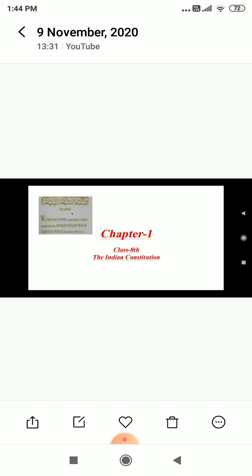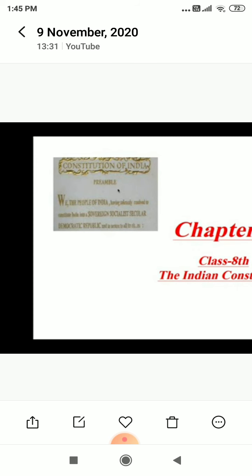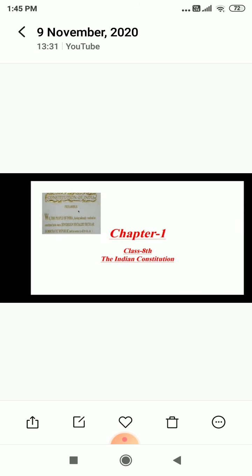The Indian Constitution has an introductory line in the form of the preamble. Here also the preamble is given. This is the preamble of the Indian Constitution that tells about the basic features of the Indian Constitution. In this preamble, we are using words like secular, federal, republic, and so on. So we will talk about these words in detail in this chapter.